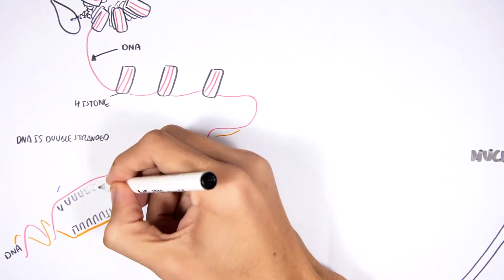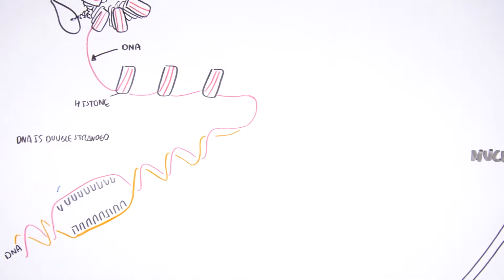So what do we do with this DNA? Well, we can replicate it. And we do so during cell division called mitosis. And I have a video on that if you want to watch it here.